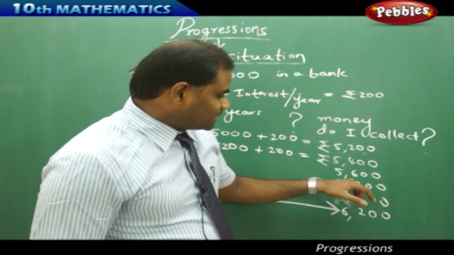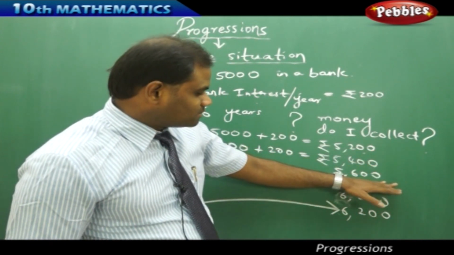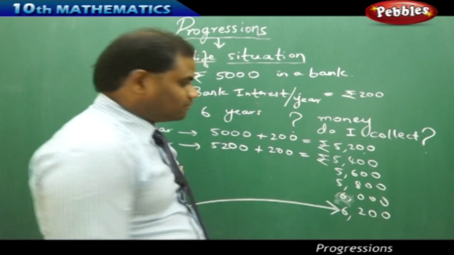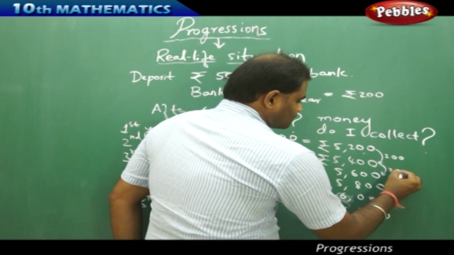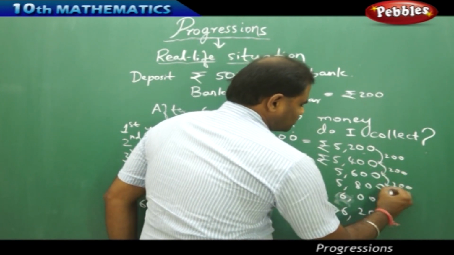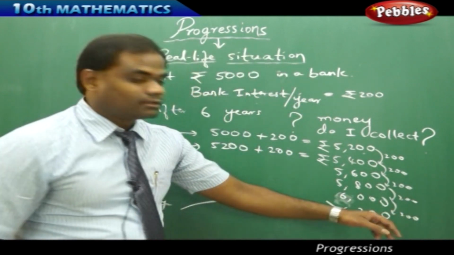Why do we know that this is increasing by 200? Because by the first 2-3 terms, we see there's a pattern where every time the amount increases by 200, and finally we get a pattern with this.